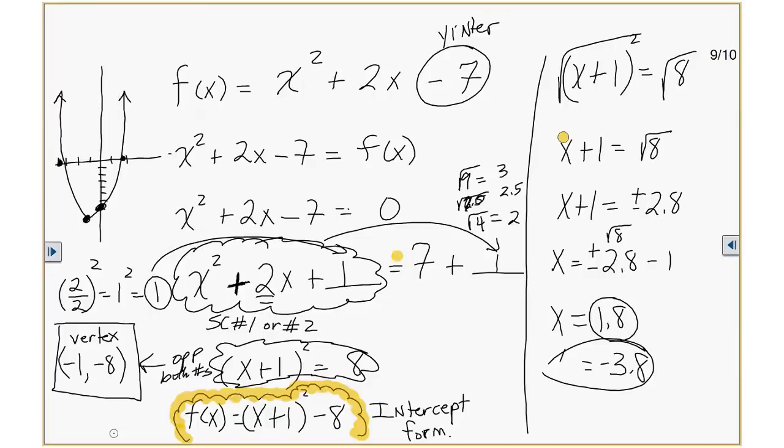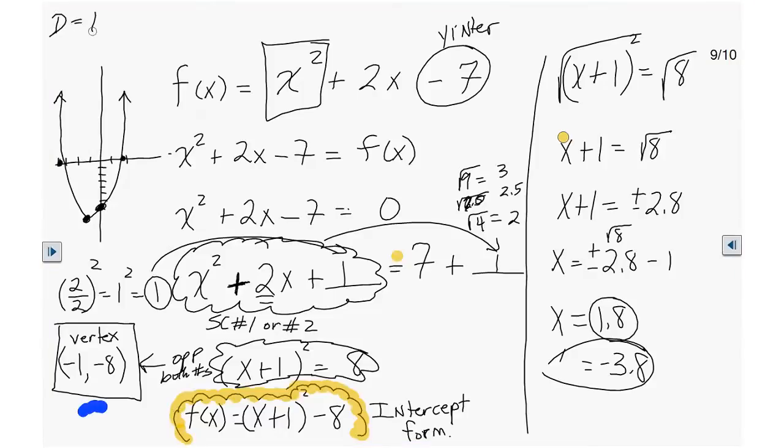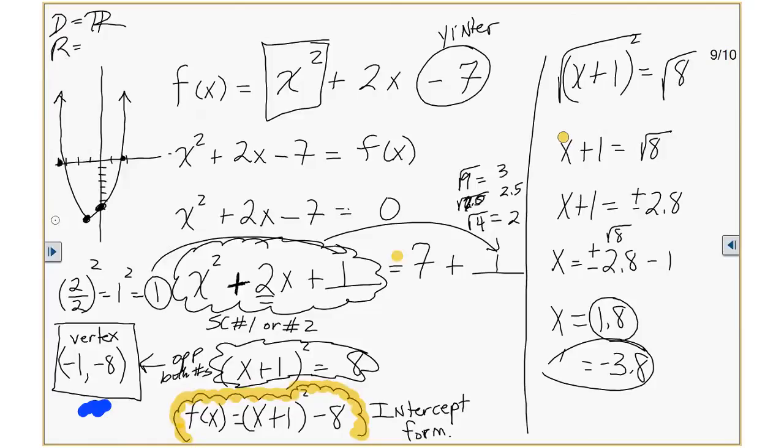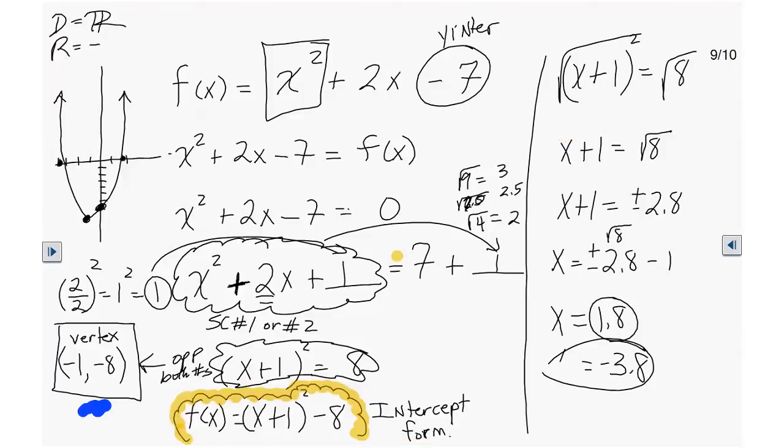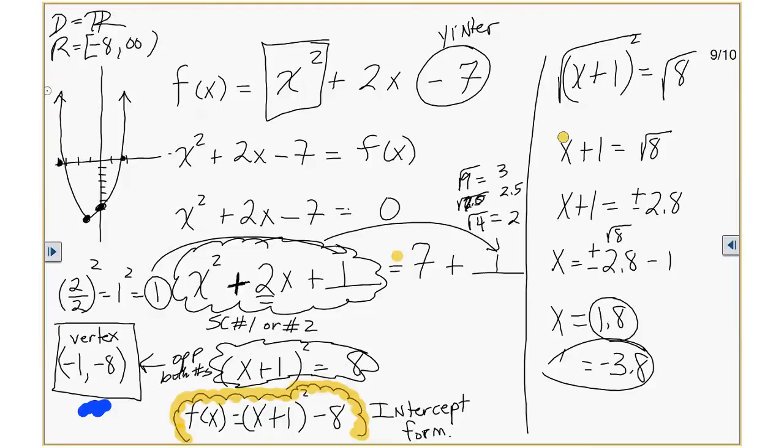Looks like a parabola. Now, you can find your domain and range. Your domain for all quadratics, unless specified, is going to be all real numbers. Range is from -8 to positive what? Infinity. We'll talk about increasing and decreasing values later. Right now, I want you to just be able to graph or sketch the function.